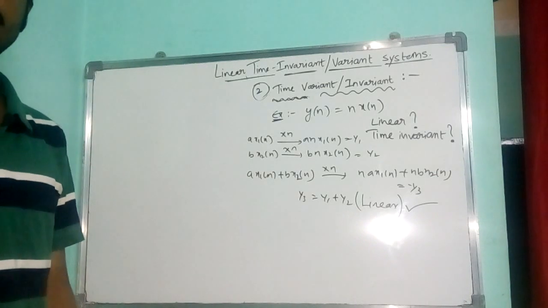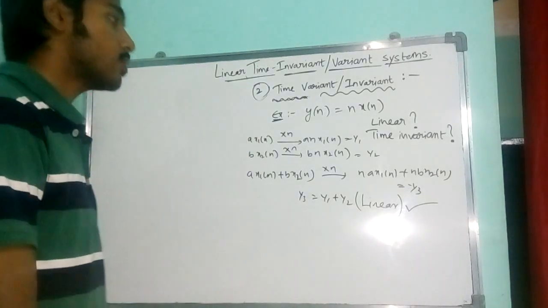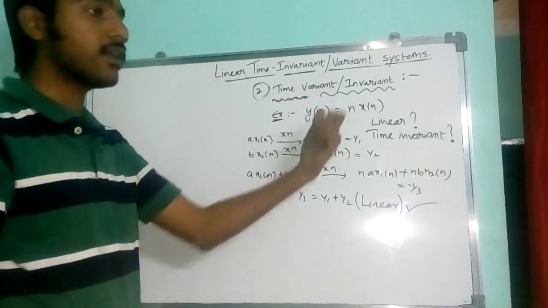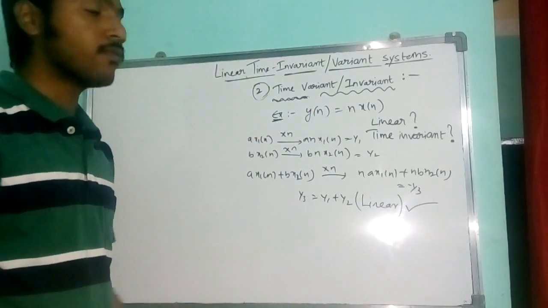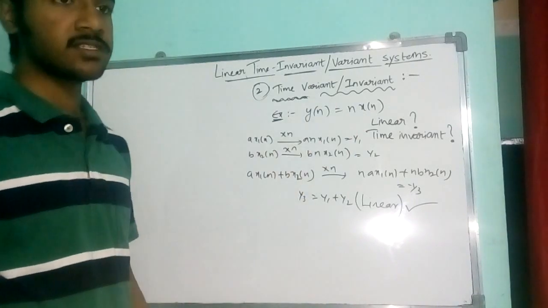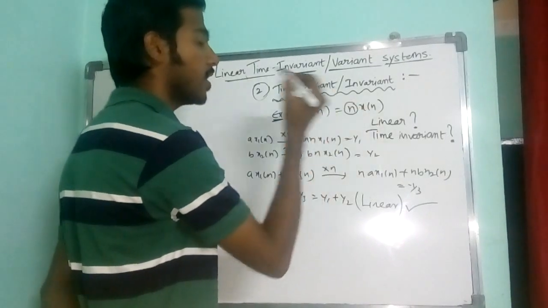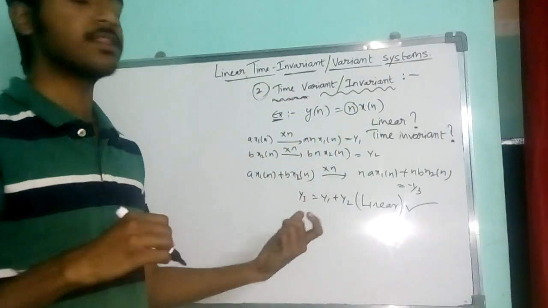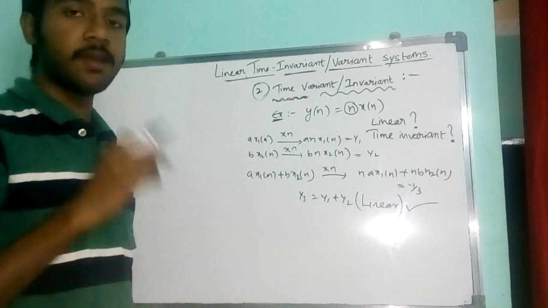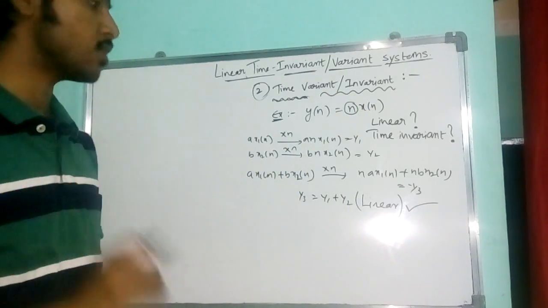Next we need to see whether it is a time variant or time invariant system. By looking at it, we can say that it will not be time invariant, it will be a time variant system. One trick to say this is, whenever there is a factor multiplied with t or n, the time variable, then such systems will always be time variant systems. Now we'll see how it goes.